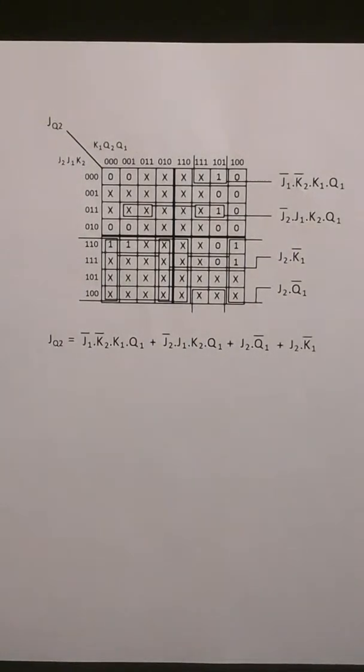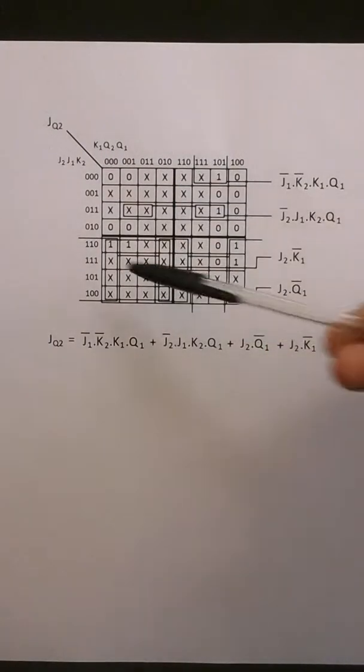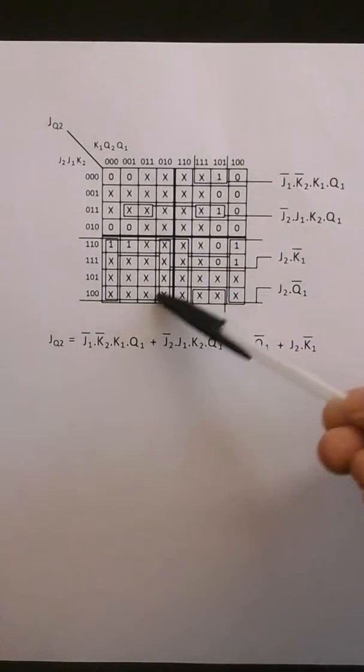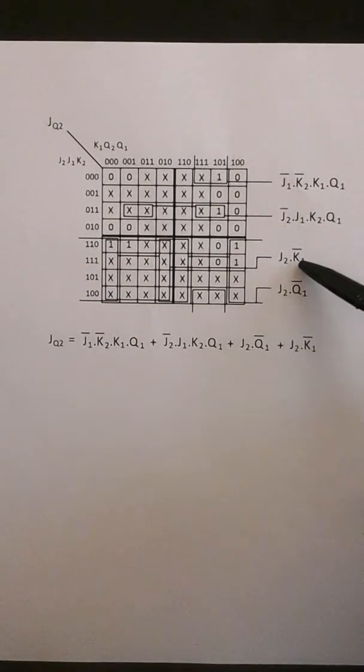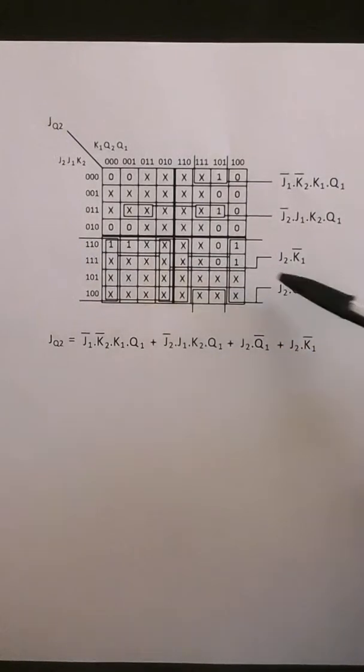Now we come to the Karnaugh maps. This is JQ2. This is a 6 variable Karnaugh map, and you loop symmetrically about the horizontal and vertical. So this loop here is not J1, not K1, and K1 and Q1. This loop here, loop of 4, is not J2, J1, K2 and Q1. This loop of 16 here is J2 and not K1. And this loop of 16 here, which are linked, is J2 and not Q1.